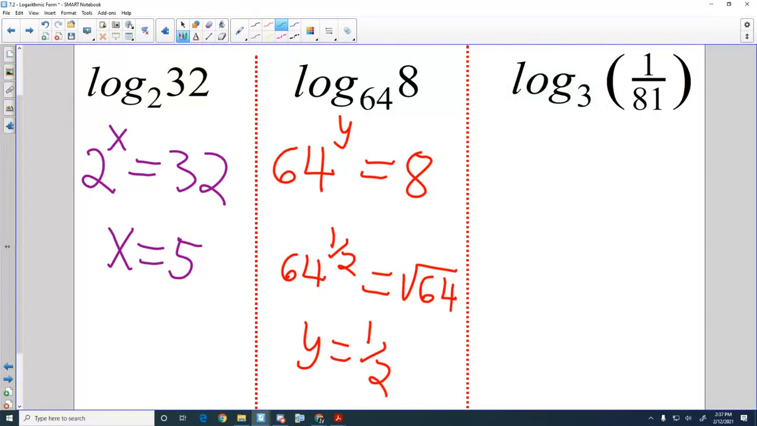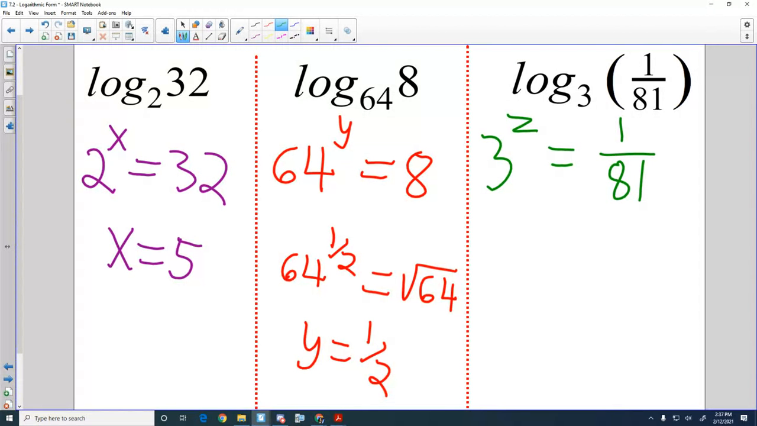Then this last one, 3 to some exponent equals 1 over 81. Now that's weird because I could make a 3 into an 81. That was one of our warm-up problems. But it's down in the denominator instead. Do you remember what type of exponent makes you flip the side of the fraction that it's on?